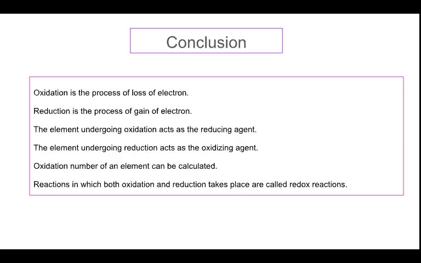Now, to conclude, oxidation is a process of loss of electrons and reduction is a process of gain of electrons. The element undergoing oxidation acts as a reducing agent and the element undergoing reduction acts as an oxidizing agent. The oxidation number of an element can be calculated, and the reactions in which both oxidation and reduction take place are called redox reactions.